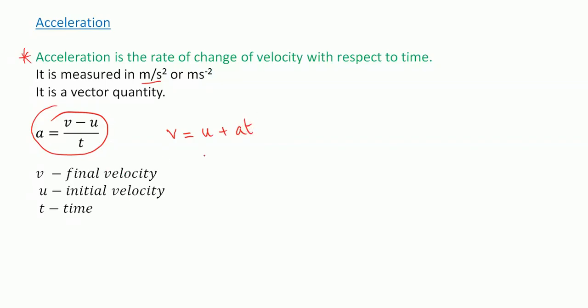Whichever one you remember is fine, right? But I usually teach this one because it gives you an idea, or it allows you to remember the definition for acceleration. Because final velocity minus initial velocity is really change in velocity. So acceleration is the rate of change of velocity over time.